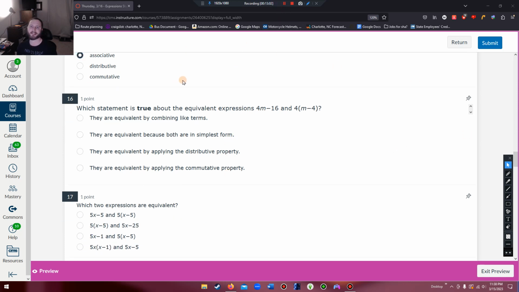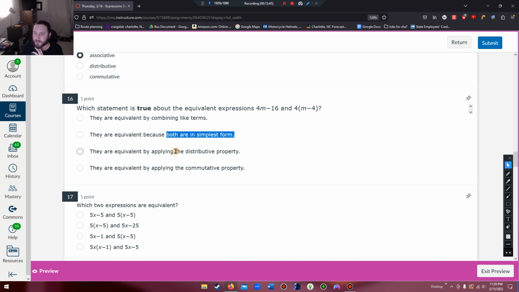For number 16, it says which statement is true about this expression. Okay, so we have 4m minus 16 and 4 parentheses m minus 4. So we can see by the answer choices, it says that they are equivalent, but why? Are they equivalent because they combined like terms? Not really. There were no like terms to begin with, so that can't be it. They're equivalent because they're both in simplest form? I mean, no, because if they're both in simplest form, that would mean one of them isn't, because they're equivalent, so that can't be it.